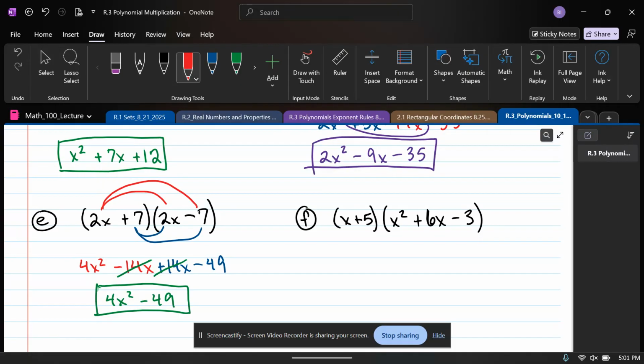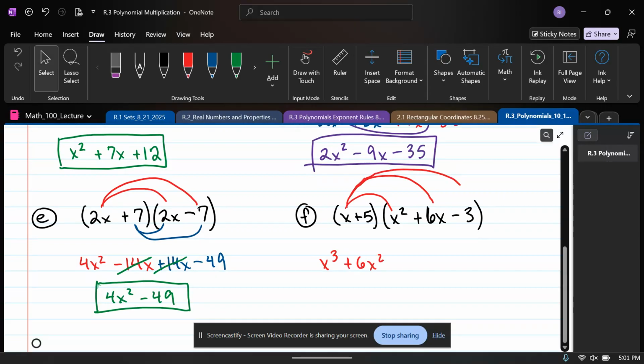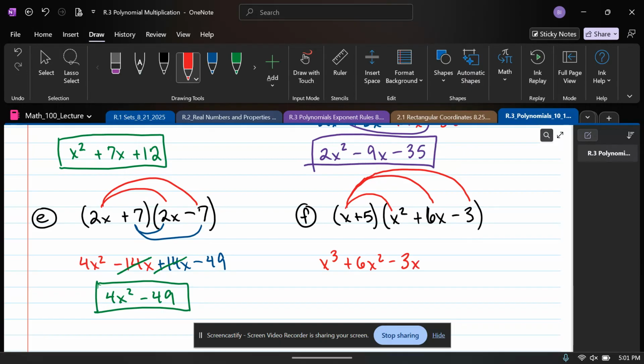So the first thing you're going to distribute is the x. So x times x squared, x cubed, plus 6x squared, minus 3x. Then I'm going to distribute the 5. So that's a plus 5x squared. That's a plus 30x. That's a minus 15.